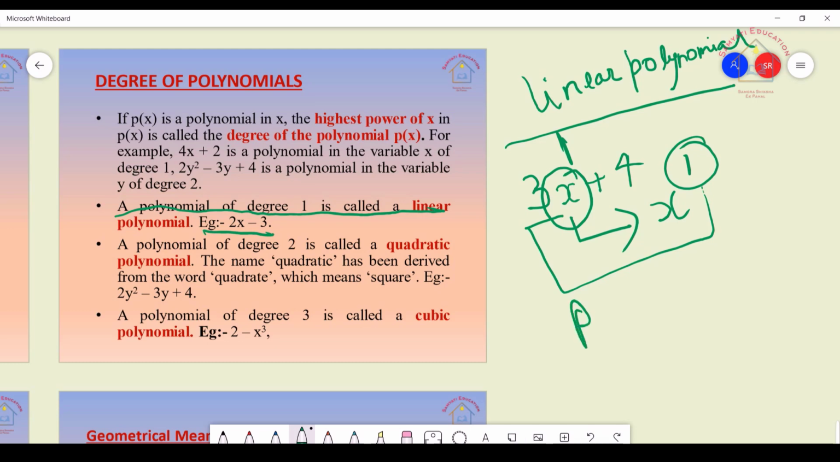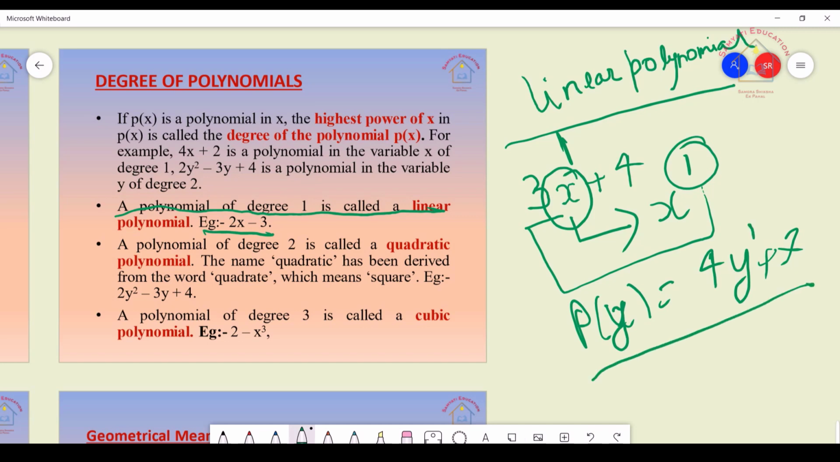Any other example of linear polynomials? 4y plus 7. The variable is y, and the degree is 1, so it's a linear polynomial.